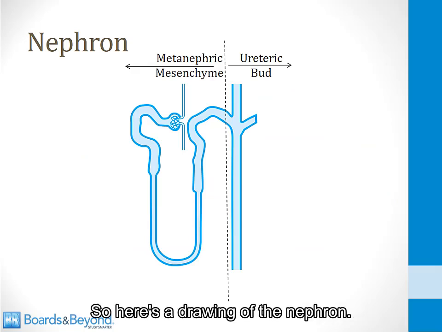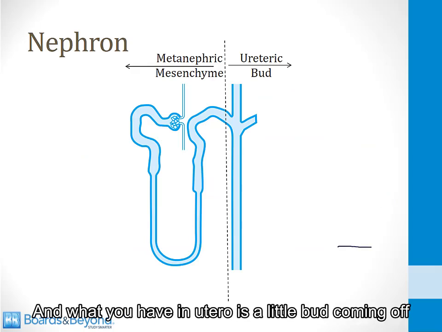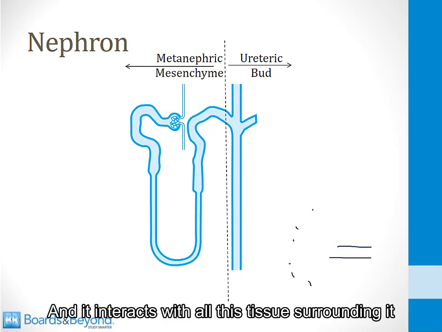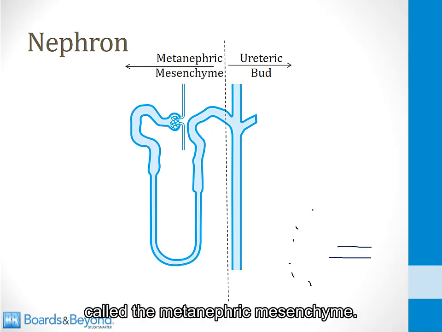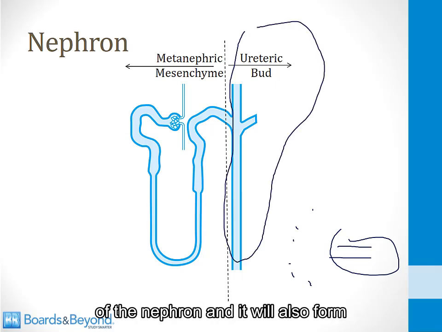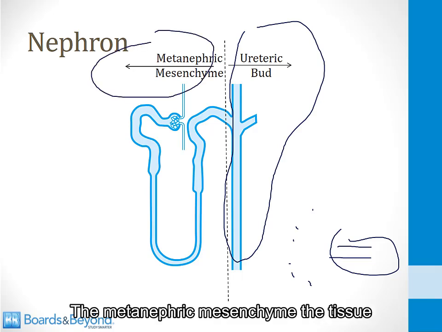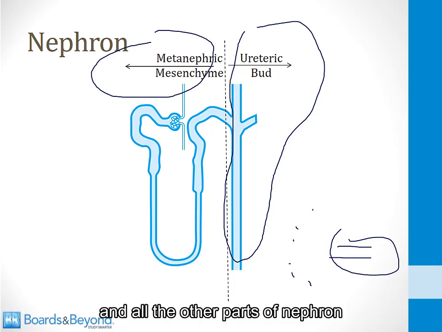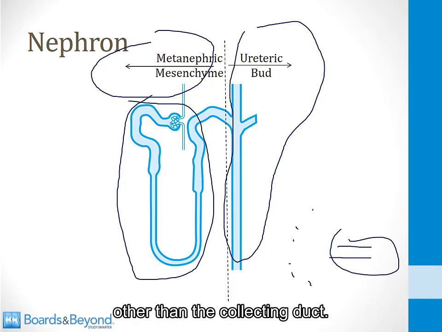So here's a drawing of the nephron, and what you have in utero is a little bud coming off the mesonephric duct. That's called the ureteric bud. And it interacts with all this tissue surrounding it called the metanephric mesenchyme. The ureteric bud will form the collecting duct of the nephron, and it will also form much of the urinary collecting system. The metanephric mesenchyme, the tissue surrounding the ureteric bud, will form the proximal tubule and all the other parts of the nephron other than the collecting duct.